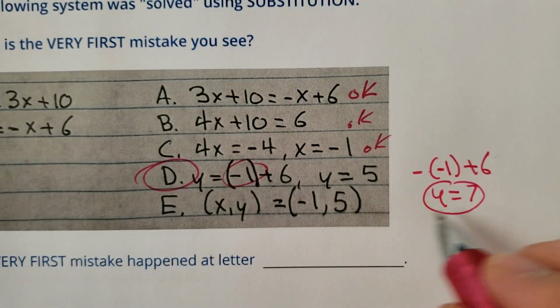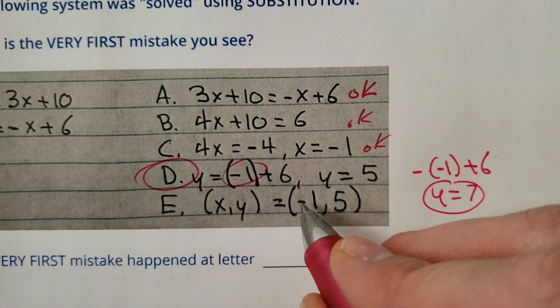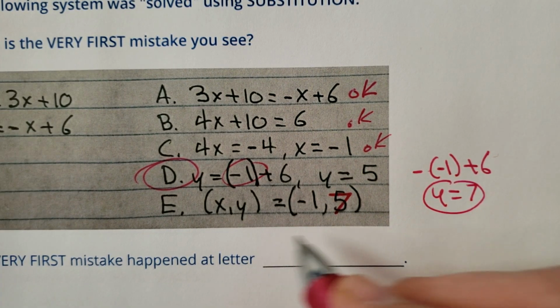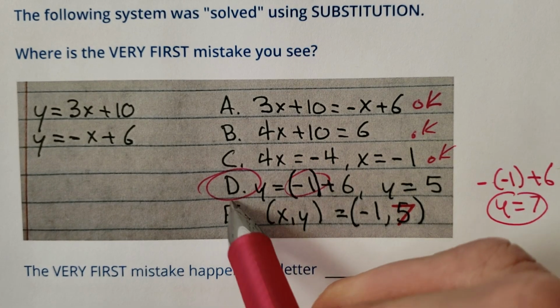Oh, actually, never mind. Excuse me, take that back. You actually already have x, silly. So yeah, x equals negative 1, and then y would be 7. There we go. Why would I plug y back in? That would be dumb. Okay. Anyway, that's the very first mistake I see.